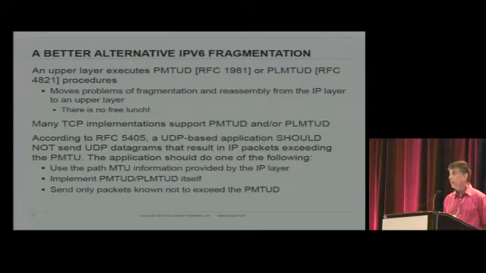According to RFC 5405, UDP-based applications shouldn't send datagrams that are so large that they cause IP fragmentation. They should either look at the MTU information that the IP layer maintains, implement PMTU discovery themselves, or send only packets known not to exceed the PMTU. But in any event, well-behaved applications today do not send fragmented IPv6 packets.